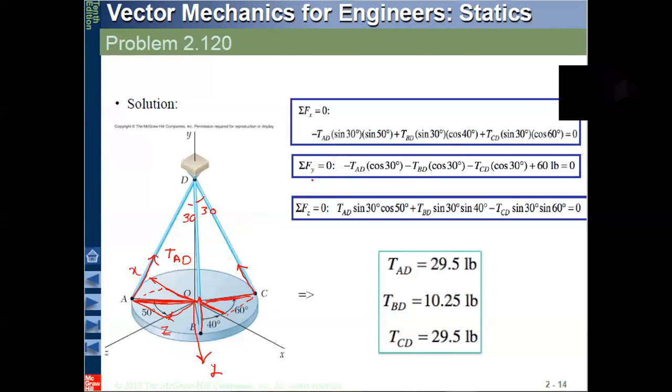In the y direction, all of the forces have minus sign. So you can easily get that by multiplying each force by cosine of 30, which is the projection on the y axis. So all of them have minus sign, except the weight force that is oriented downwards, so it has positive direction.